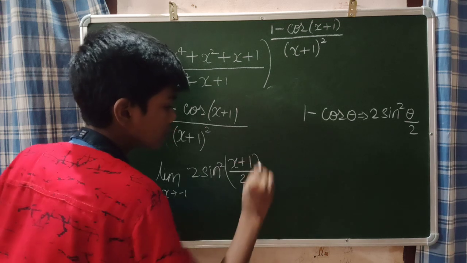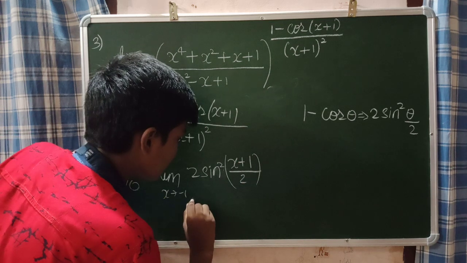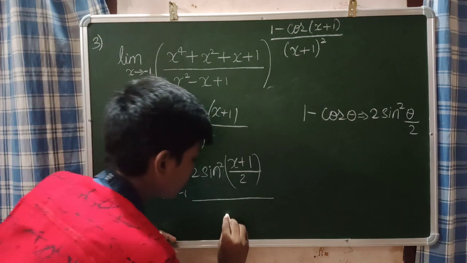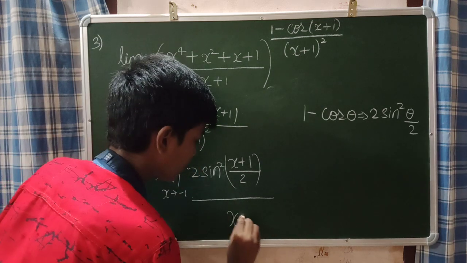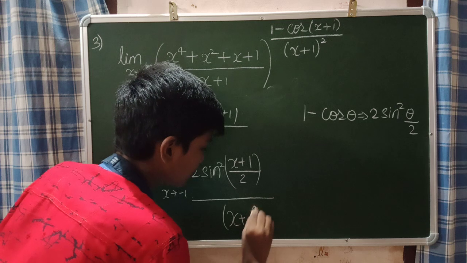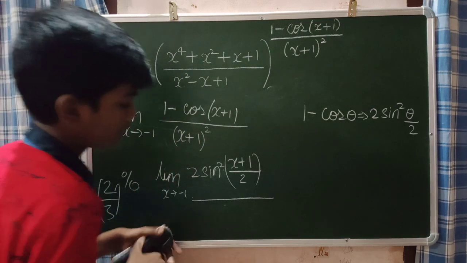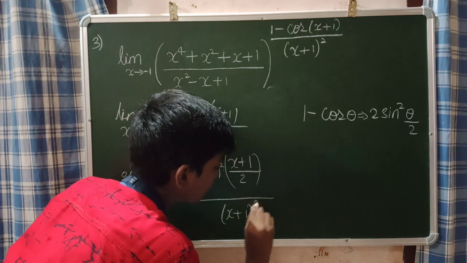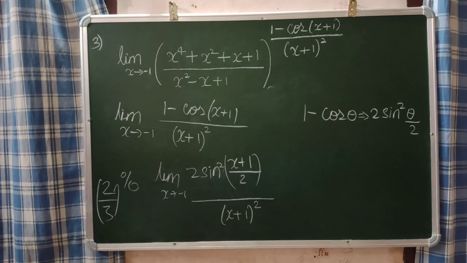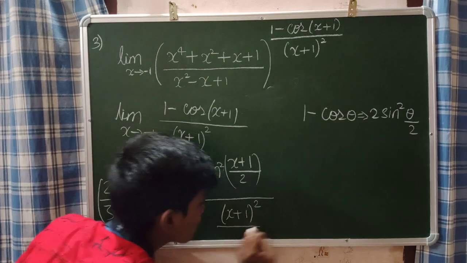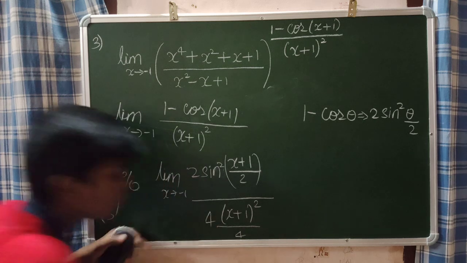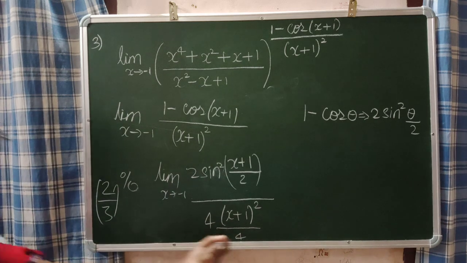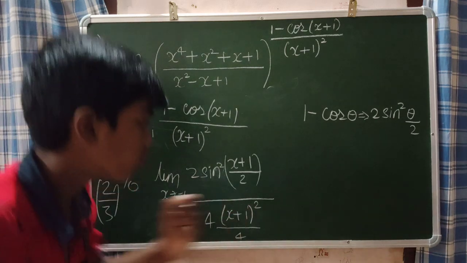x plus 1 divided by 2, divided by (x plus 1) whole square. Now what I am going to do is, in the denominator, I am going to divide by 4 and multiply by 4.